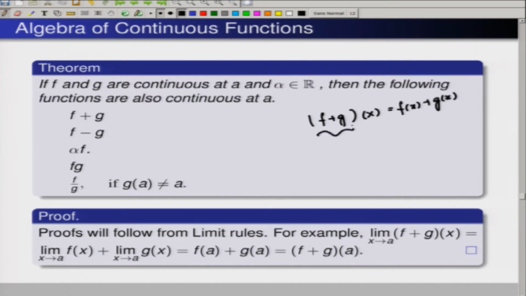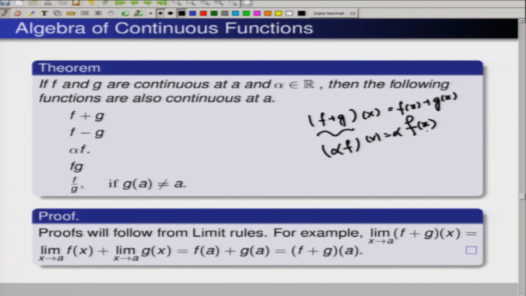Now, this new function f plus g is also going to be continuous at a if both f and g are continuous at a. f minus g is also going to be a continuous function at a. Now, alpha f, where alpha is any real number. Recall that this is the function alpha times f of x. This is also going to be a continuous function at a. If f and g both are continuous at a, then f g is also going to be continuous at a.